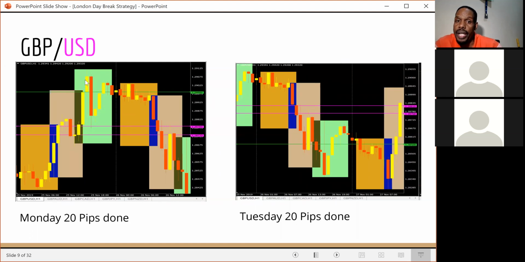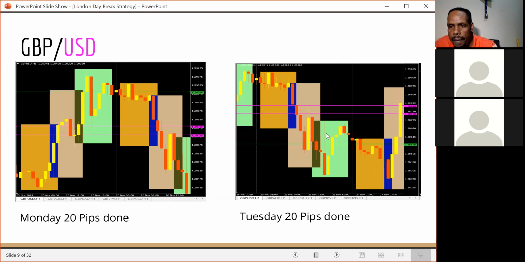And the market actually went ahead and gave you more pips. Actually, I think the market did almost 35 pips that day. You would have actually gotten 35 pips, but what we say in this strategy is don't go for more than 20 pips. Just take your 20 pips and go home, all right? All right, so Monday, done, 20 pips was in the pocket.